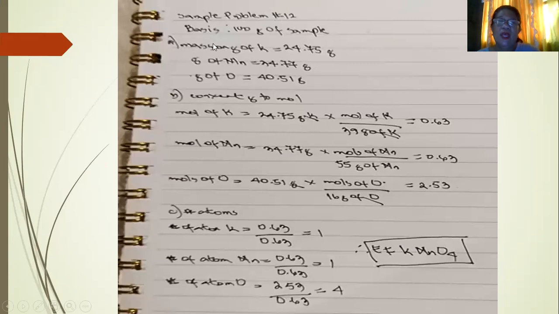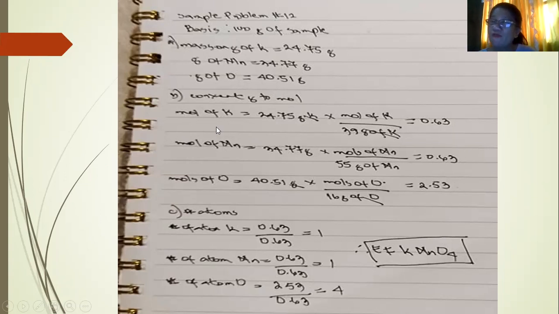Sample here. So we have a basis of 100 grams of a sample. So we have the mass of potassium. Di ba ingon ko sa inyo, kung ito yung percentage, pwede na siya himuon grams. So it's 24.75 grams. The grams of manganese is 34.50 grams. The grams of oxygen is 40.51. The next thing, that's letter A.